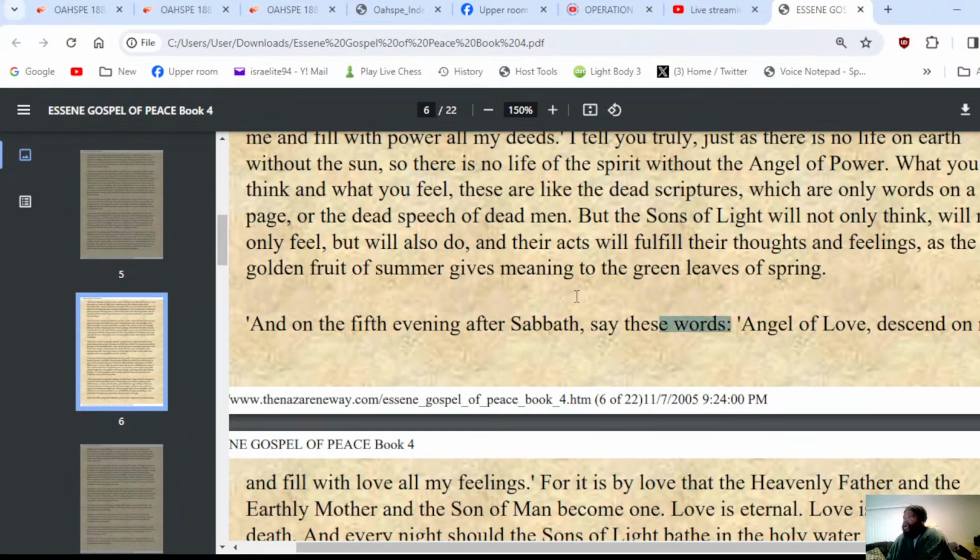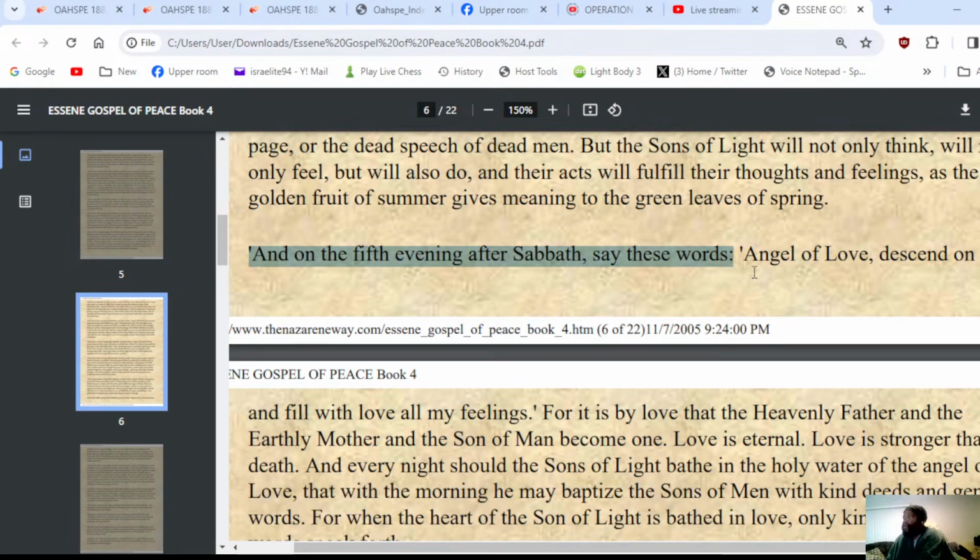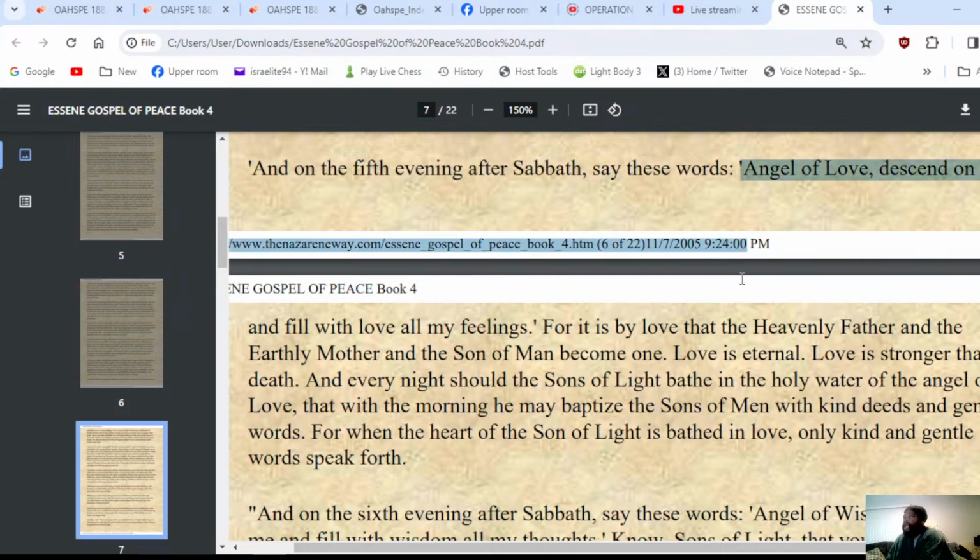Okay. And on the 5th evening after Sabbath, say these words. So we're going to say these words together on 3. Ready? 1, 2, 3. Angel of love, descend on me and fill with love all my feelings. Again. 1, 2, 3. Angel of love, descend on me and fill with love all my feelings.